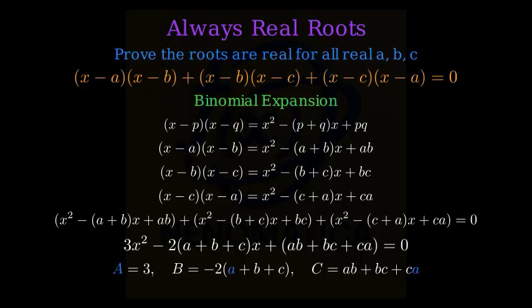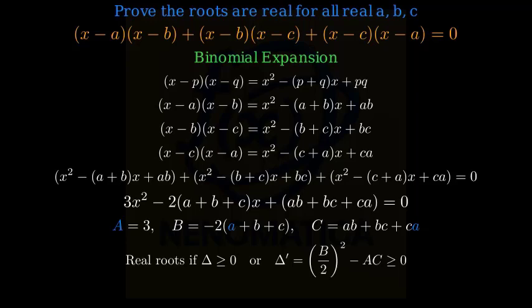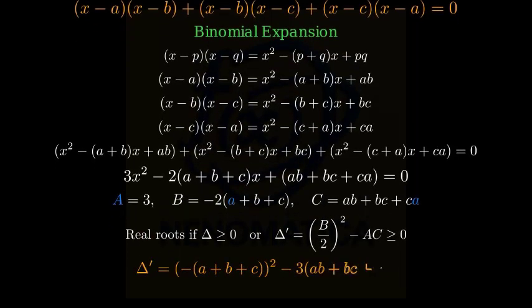Step 3. Condition for real roots. A quadratic ax squared plus bx plus c equals 0 has real roots when its discriminant is non-negative. Because b is even, we use the reduced discriminant delta prime equals b over 2 squared minus ac. Here, b over 2 equals negative of a plus b plus c. So delta prime equals (a plus b plus c) squared minus 3 times (ab plus bc plus ca).